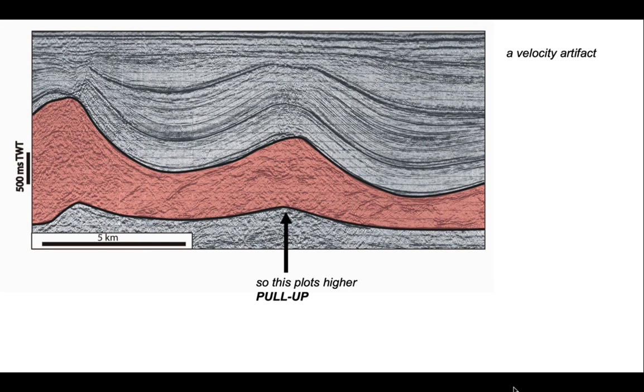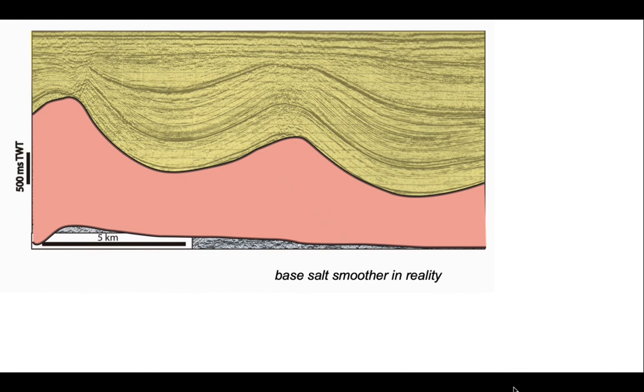If we were to use the seismic velocities now and the travel time through the salt, we can reconstruct the geometry of the base of the salt, and it would have a shape something like this. So the base of the salt is smoother in reality than it is portrayed on our two-way time section. Pull-up is a really serious issue in these types of profiles, and it's important to be aware of it. So we have to think quite carefully about how the velocity structure impacts on the seismic image we're seeing in a two-way time section.